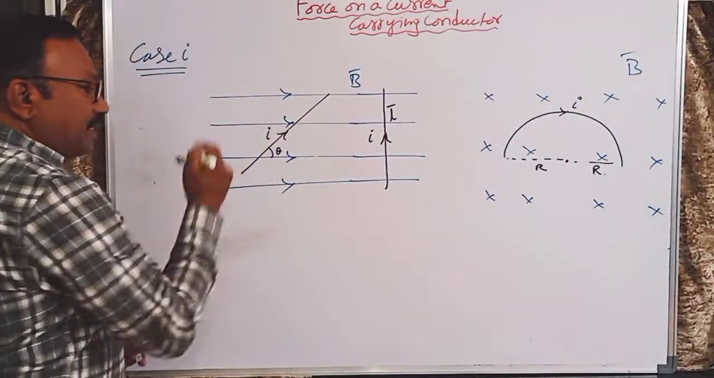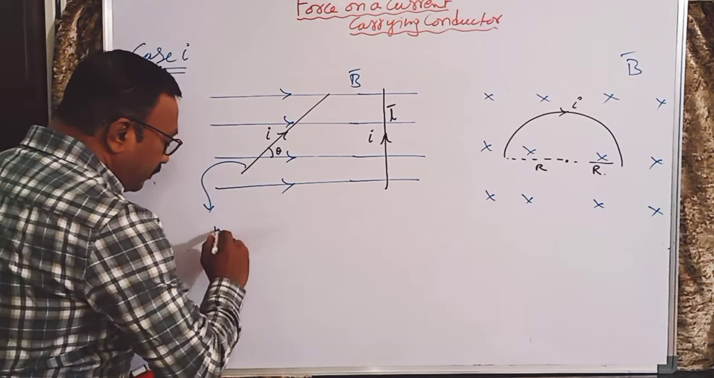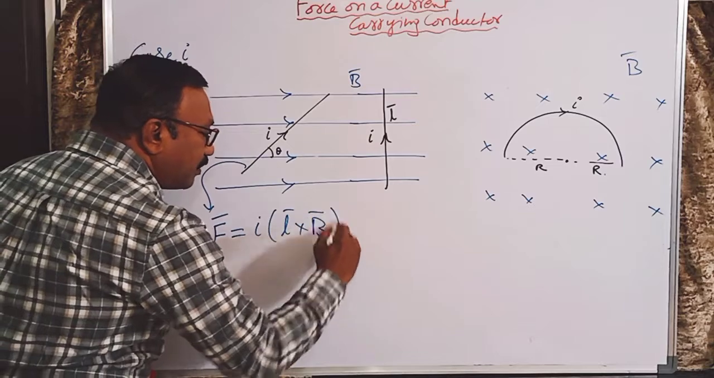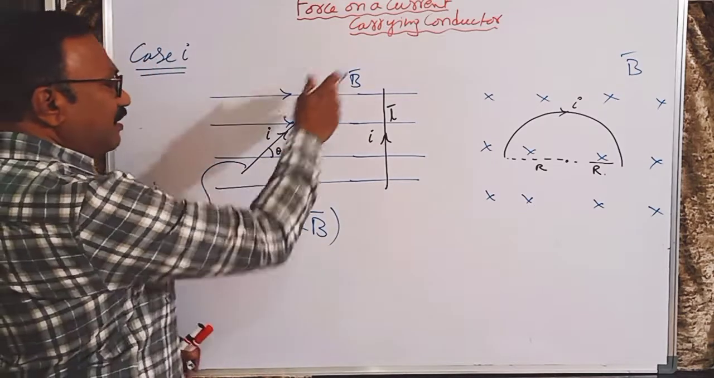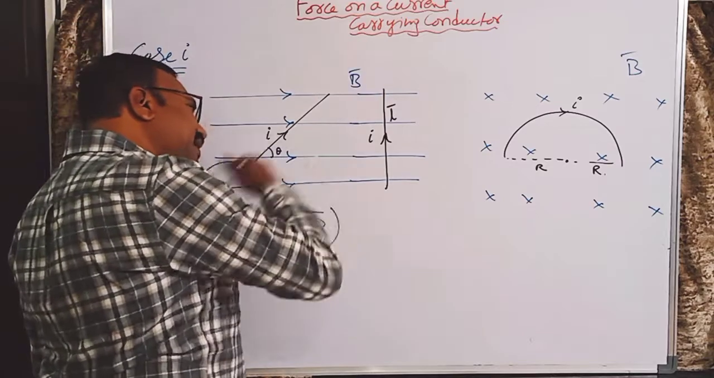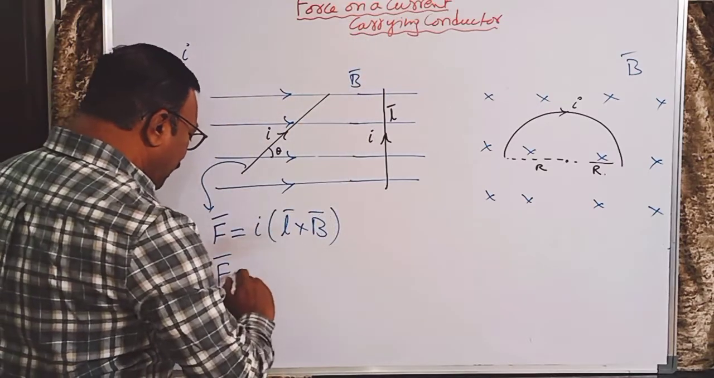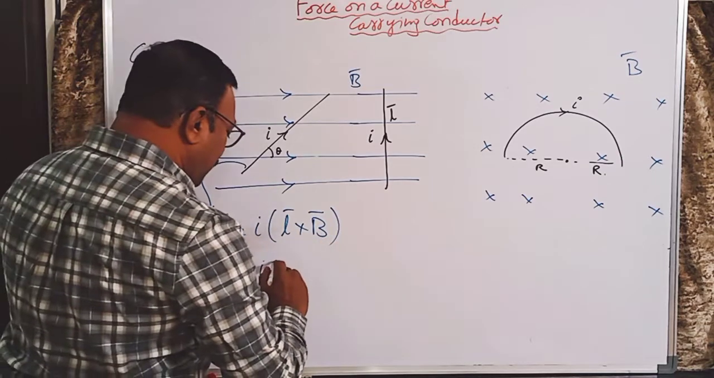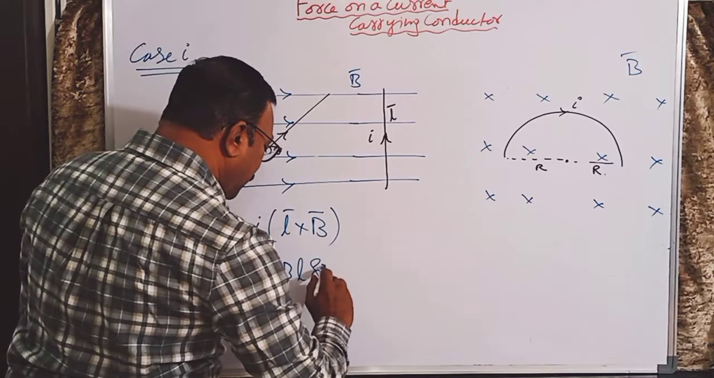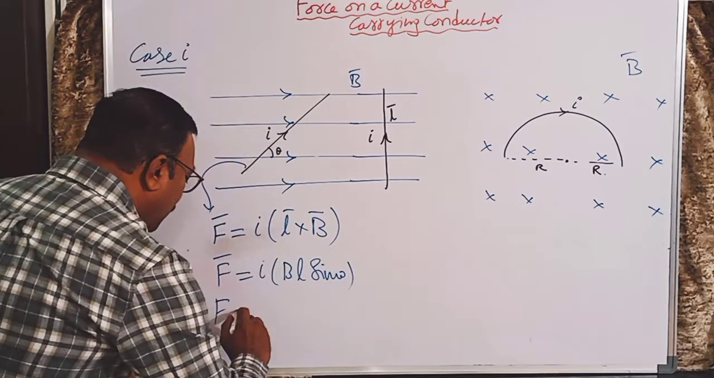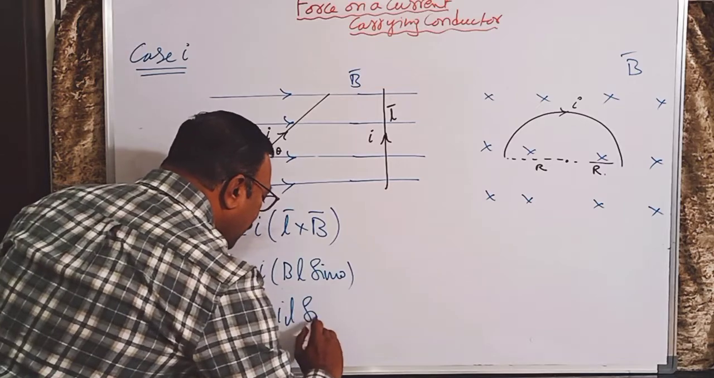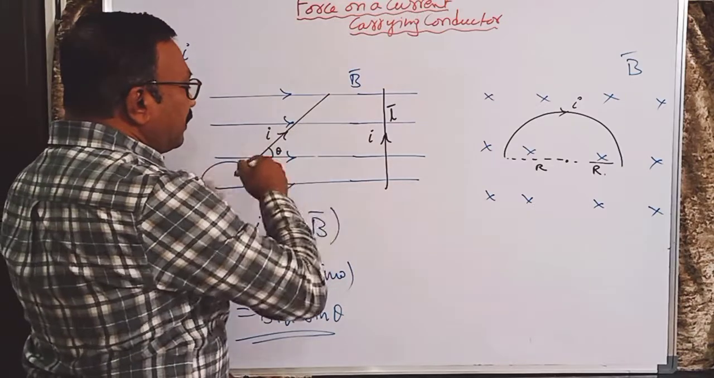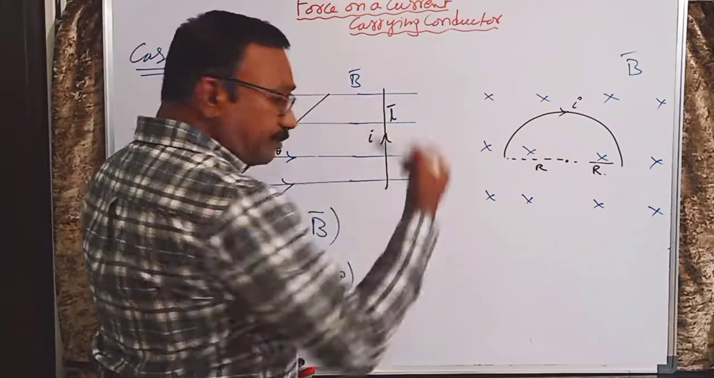So now what is the force acting on this conductor? The force F bar is equal to I into L bar cross B bar. This is already a straight conductor, so L bar means I can take this length directly. So F bar is equal to I into, what is the definition of A bar cross B bar? AB sin theta. So this will be B into L into sin theta. Therefore the force acting on this conductor is BIL sin theta. L means I can take this length. No problem.